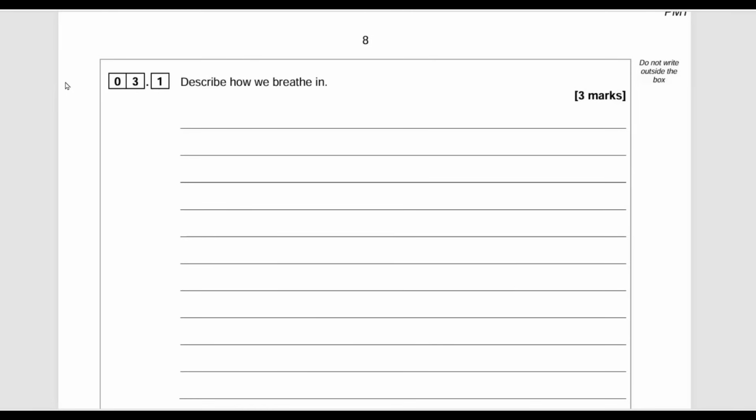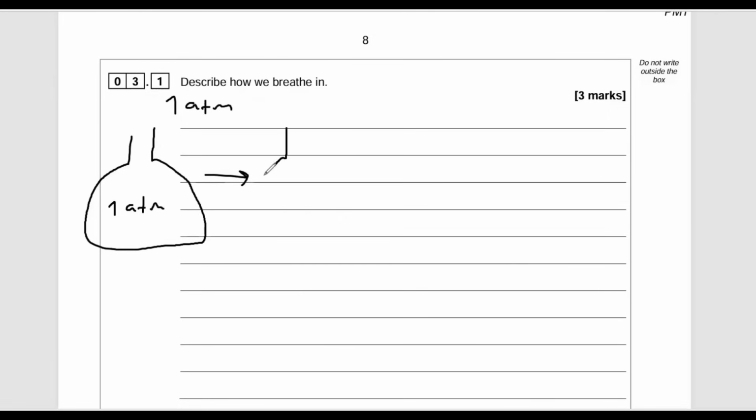Okay, time to go through question 3 for the old A-Level Biology Paper 1 2024. So let's get into it. This is for the AQA syllabus. Describe how we breathe in. 3 marks. No explain, just describe the process. So what I'm going to go through is the process. And what you're essentially looking to describe here, I'd pause the video and have a go with a pen and paper if I was you.